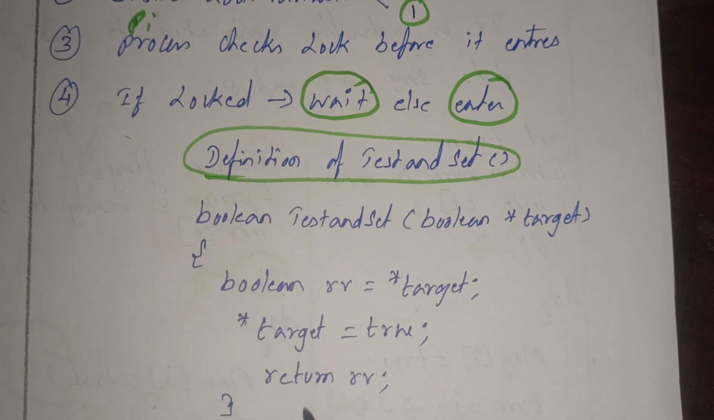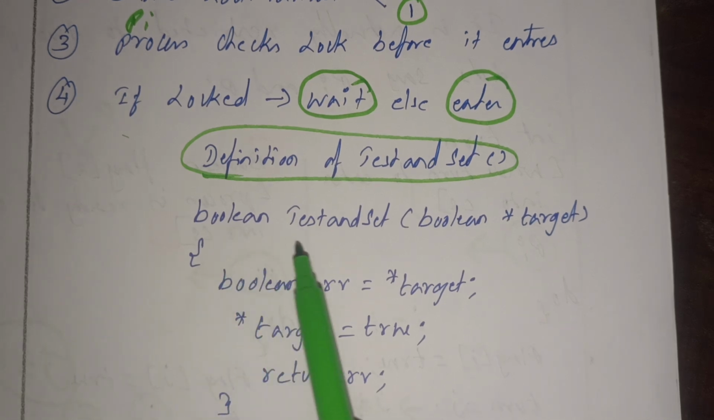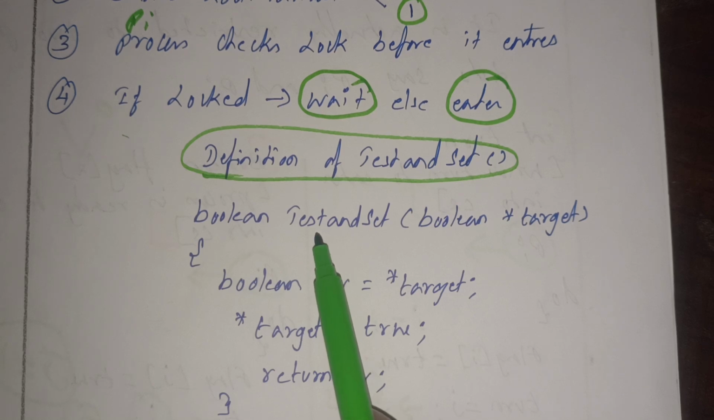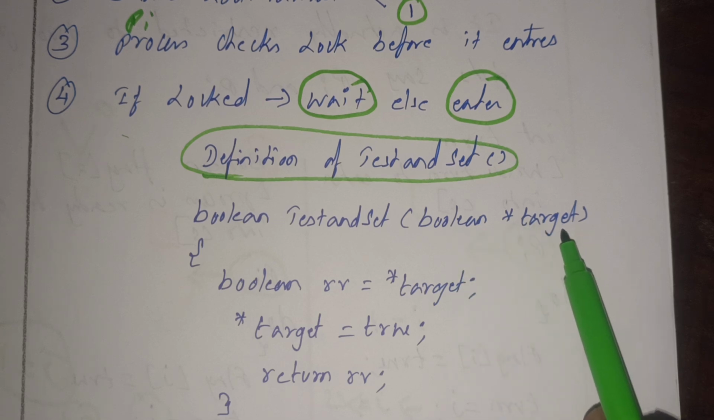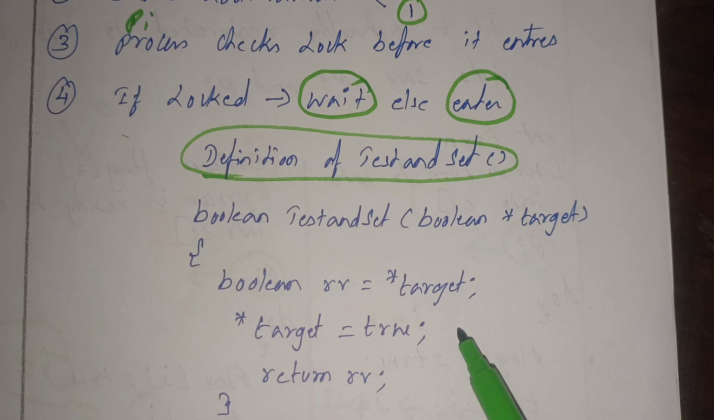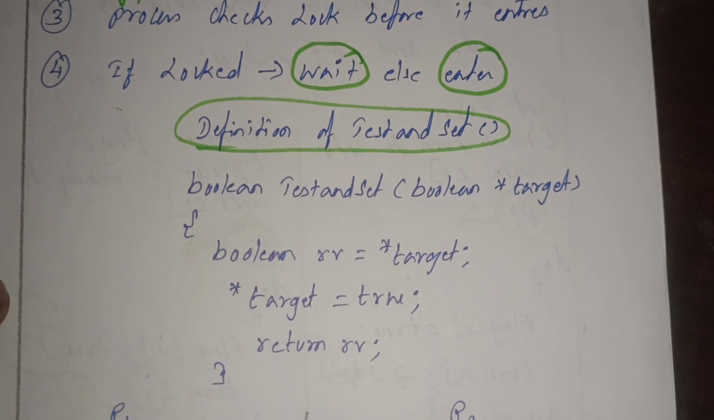Now this Boolean test and set will have a data type. Here the data type is Boolean, and here we have a function name called test and set. This is the argument, a Boolean argument, the pointer target. This hardware solution has been described with pseudocode. We are going to check it with one simple example of how this Boolean test and set function works.